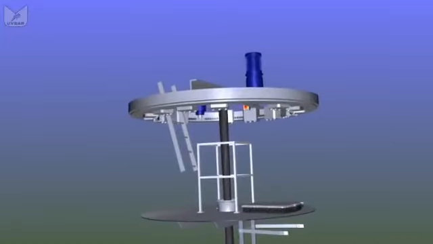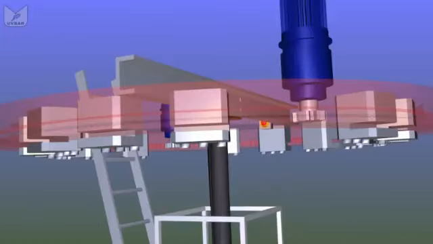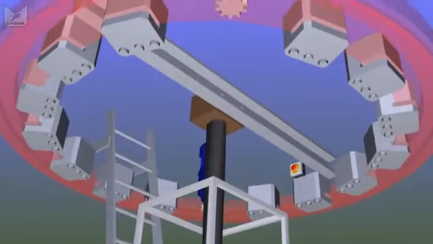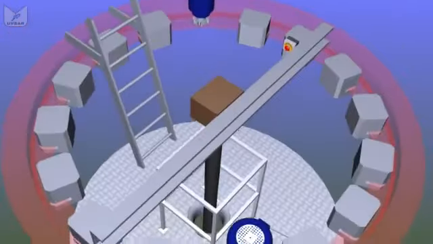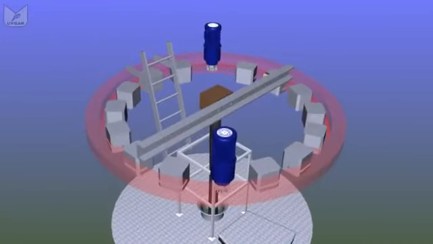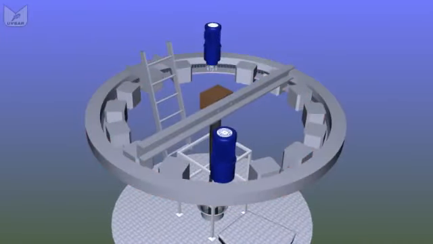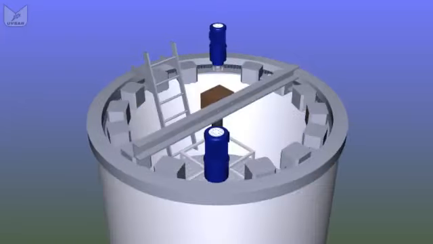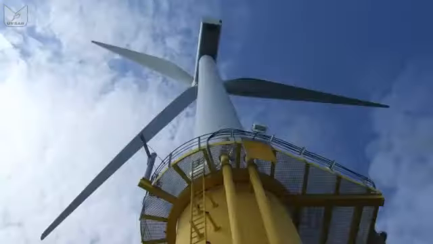We have a yaw ring bolted to the underside of the nacelle, joining it to the top of the tower. A series of disc brakes run around that yaw ring to lock it in position when the wind isn't changing direction, and when it is, we have a series of either electric or hydraulic motors that rotate the entire mechanism around on the top of the tower.